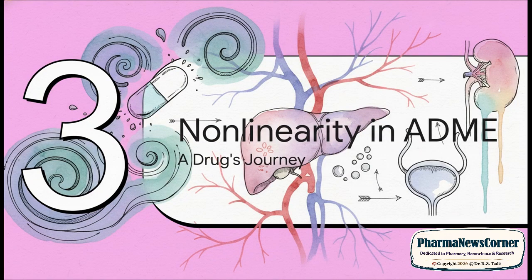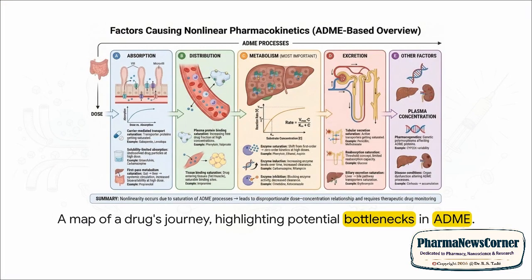And this traffic jam, this saturation, it doesn't just happen in one place. Nope, it can happen at any stage of a drug's journey through the body, a process we call ADME. That stands for absorption, distribution, metabolism, and excretion. This slide here gives us an amazing map of that entire journey. Now, don't worry about catching every single detail right now. Just think of this as our roadmap.